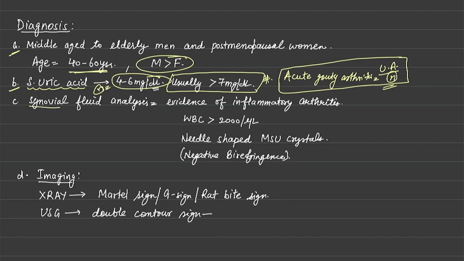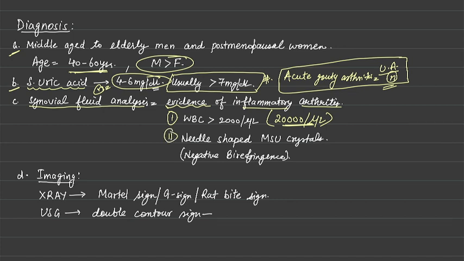Then we can do synovial fluid analysis, which will give us the evidence of inflammatory arthritis. What are the evidences of inflammatory arthritis? First, there will be a WBC count of more than 2000 per microliter. It can go as high as 20,000 cells per microliter. Right, this is the amount of inflammation going on in the joints.